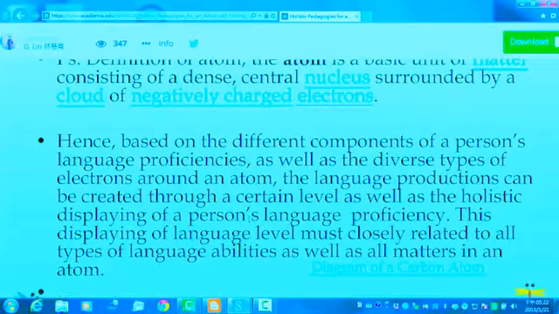Hence, based on the different components of a person's language proficiencies as well as the diverse types of electrons around an atom, language production can be created through a certain level as well as the holistic displaying of a person's language proficiency. This displaying of language level must be closely related to all types of language proficiencies, as well as all matter in an atom.